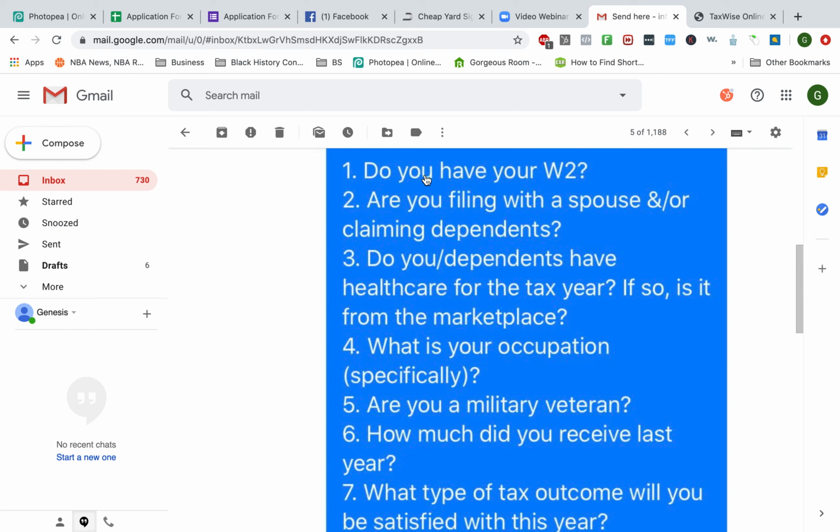So here are the questions. Do you have your W-2? Are you filing with your spouse and or claiming dependents? Do you or dependents have health care for the tax year? If so, is it from the marketplace? What is your occupation specifically? I like to ask that so I know how to work the return, and I'll go into that in more depth later.